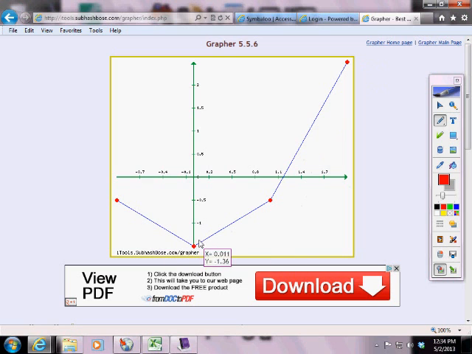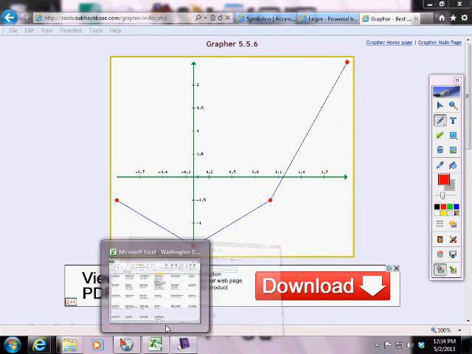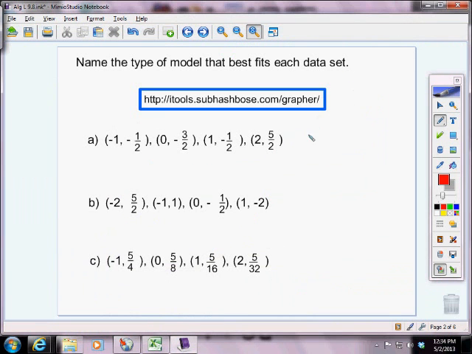But if you look at it, you can kind of get an idea of what type of model this is. It's not going to be linear, it's not a straight line. Is it exponential or quadratic? Well, since we can see that it's coming down and going back up, we're going to call this a quadratic model. Okay, because the shape of the graph is a parabola.